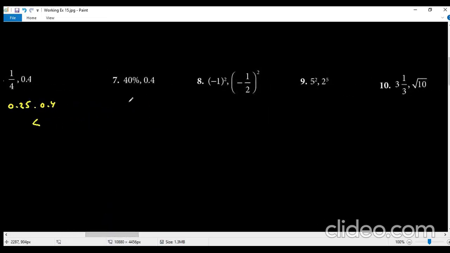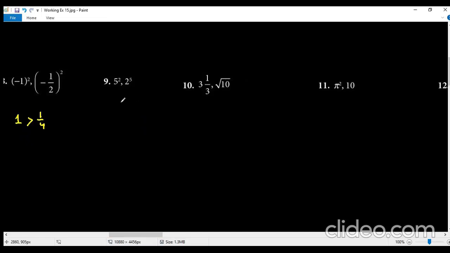When it comes to question number 7, 40% and 0.4 are both equal, and negative 1 multiplied by itself gives you plus 1, and negative 1 over 2 multiplied by negative 1 over 2 gives you plus 1 over 4. And 1 over 4, you know very well 1 is bigger than 1 over 4, so you will use a greater than sign. When it comes to question number 9, it says 5 square is 25 and 2 power 5 is 32. So a less than sign is going to be used.